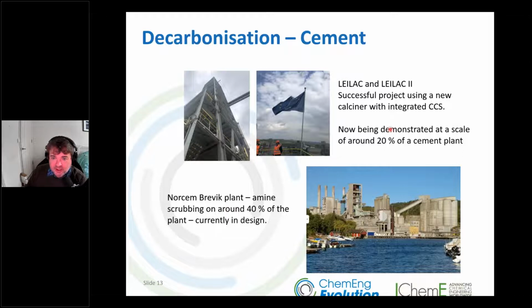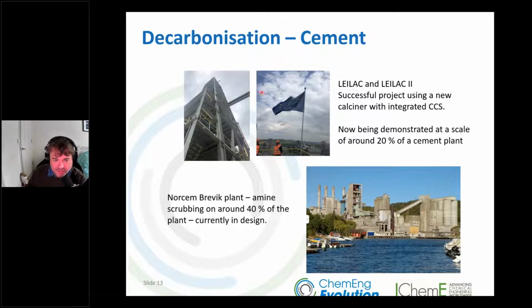So what's going on? LEILAC and LEILAC 2 is a successful project using a new type of calciner with integrated CCS. Basically, the CO2 capture is intrinsic in that. Essentially, it's a big hot tube which you drop your limestone down and you fire externally, so the limestone never actually sees any nitrogen from the air, and basically you produce a pure stream of CO2 intrinsically.